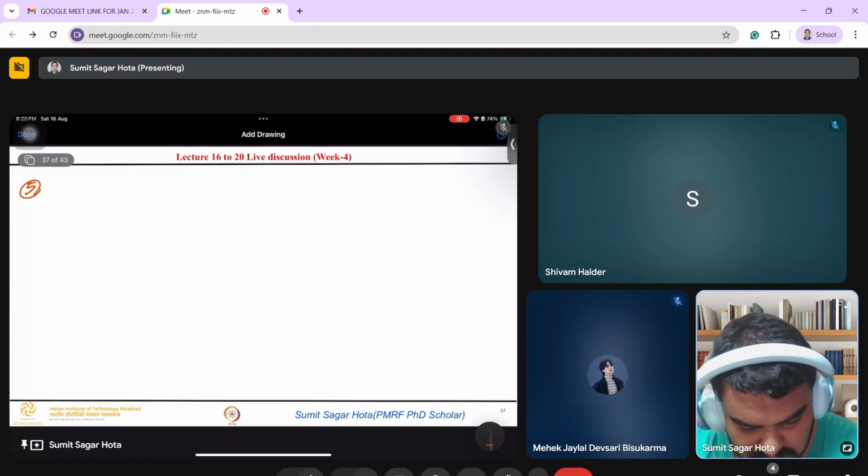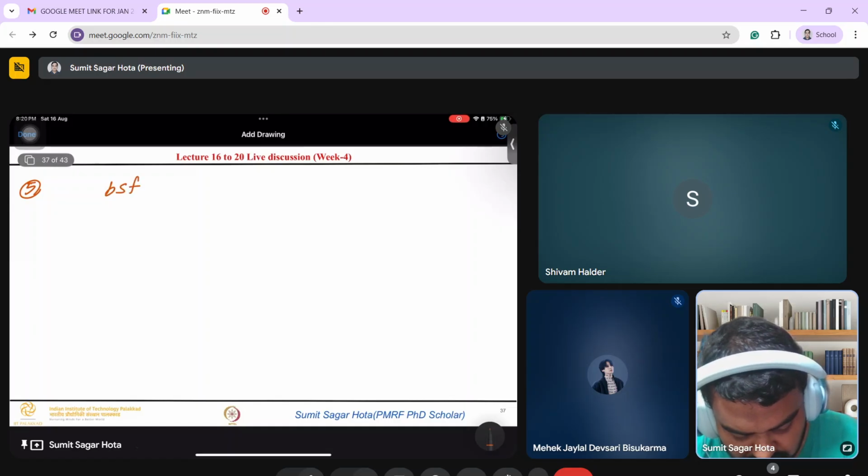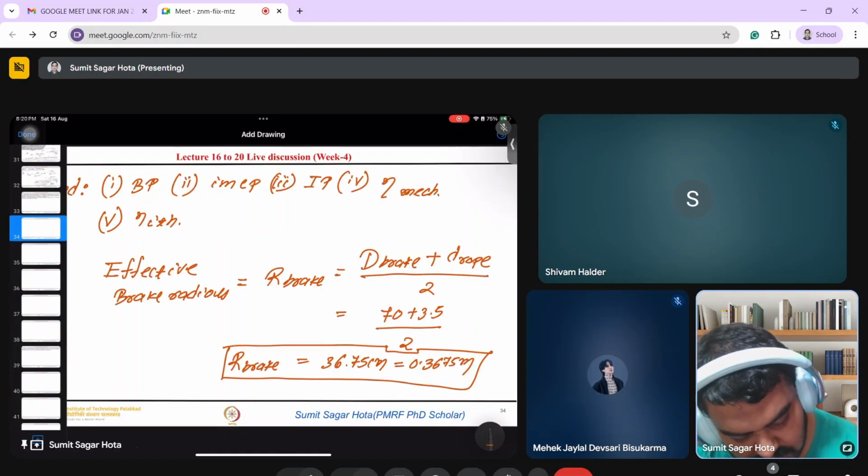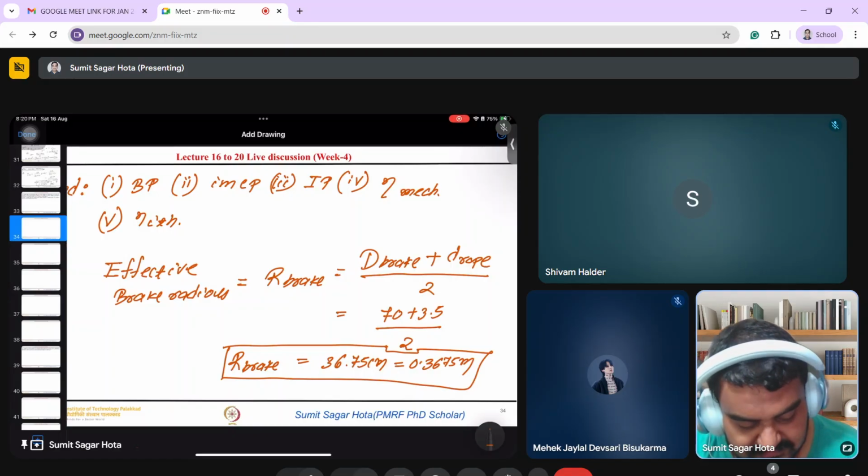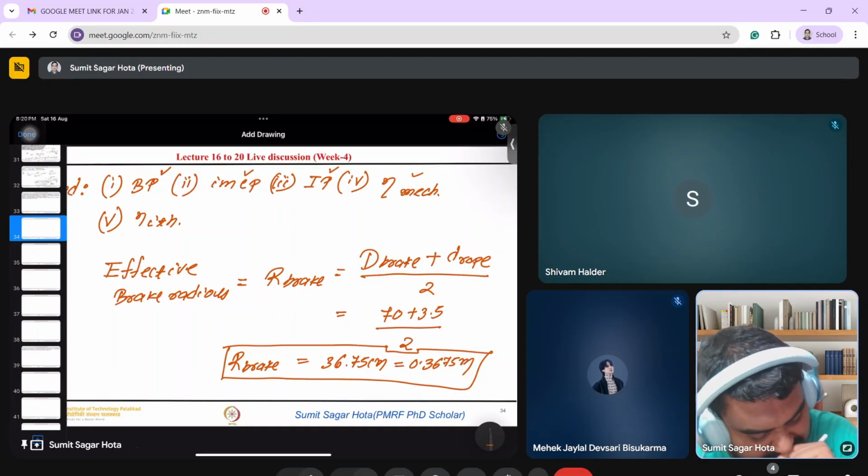Okay, so we just know that brake specific fuel consumption is equal to m dot f by brake power. Now we need to find out this thermal efficiency. We have brake power, indicated mean effective pressure, indicated power, mechanical efficiency. Now we need to find out the thermal efficiency.